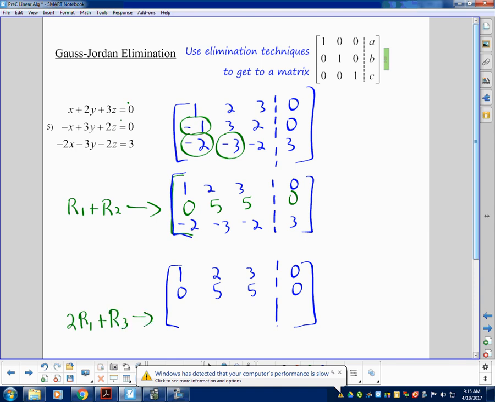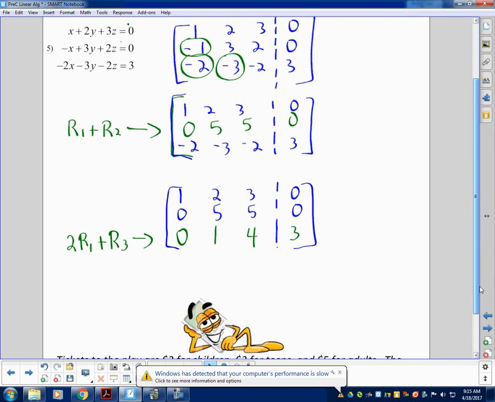So think you can do that in your head? So we're going to take 2 times row 1. So 2 times row 1, that'd be 2, and add -2 to it. And I have 0 here. Then 2 times row 1, so that'd be 4, plus -3 is 1. And then 2 times 3 is 6, plus -2 is 4. And then 2 times 0 is 0. 0 plus 3 is 3. That's my new row.